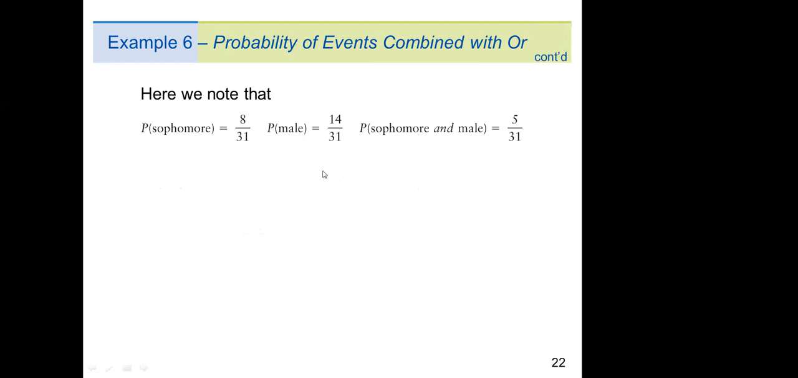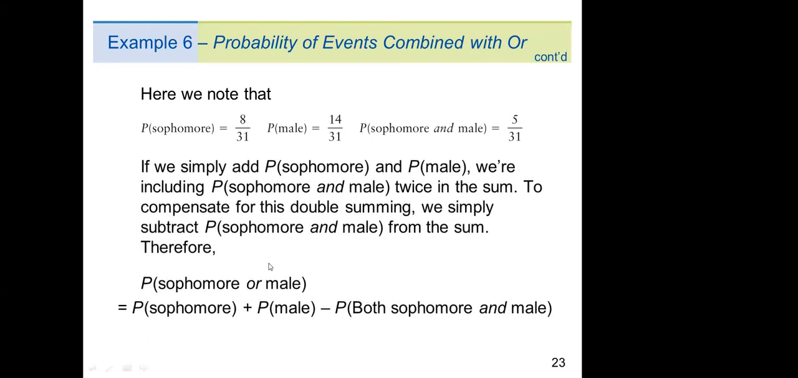Get back to it, yeah. Probability of a sophomore was 8 out of 31. Probability of me selecting a male was 14 out of 31. But there were five sophomores who were males. I don't want to double count. I've already counted those guys here as sophomores. I don't want to double count them as males. So what I'm doing here, I'm taking the probability of sophomores, I'm adding the probability of male, and I'm subtracting the sophomores who were males.